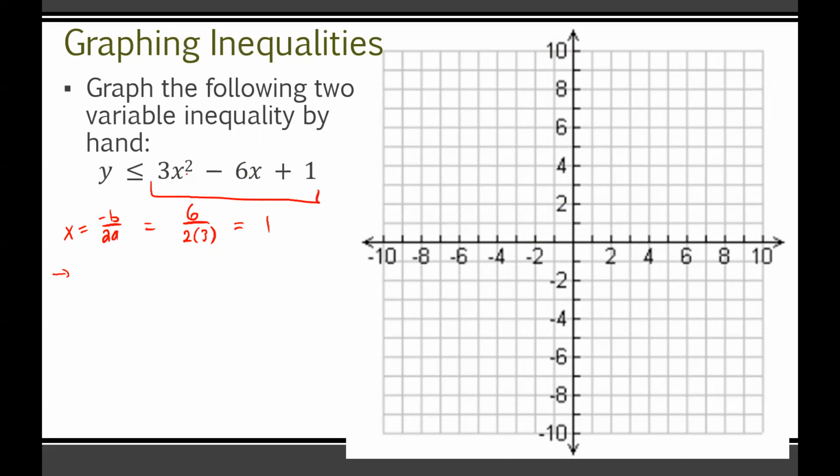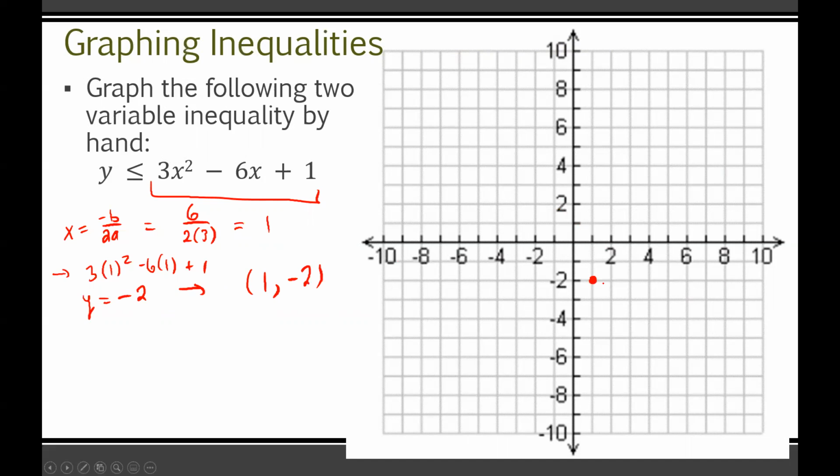Take the 1 and plug it into this. So we're going to have 3 times 1 squared minus 6 times 1 plus 1. And you're going to find that y is equal to negative 2. So our vertex is going to be (1, negative 2). So (1, negative 2) would be this coordinate right here.